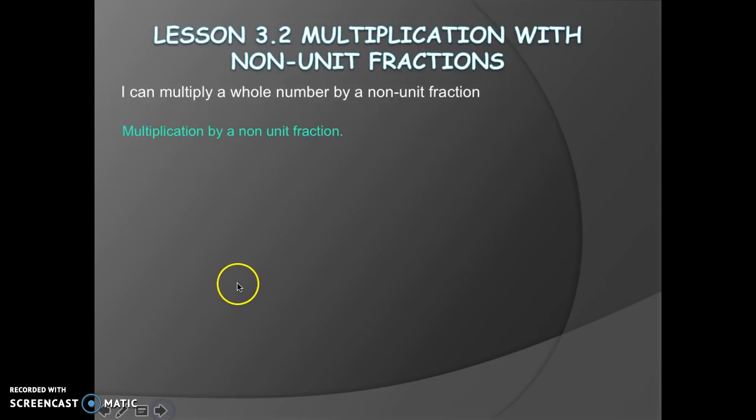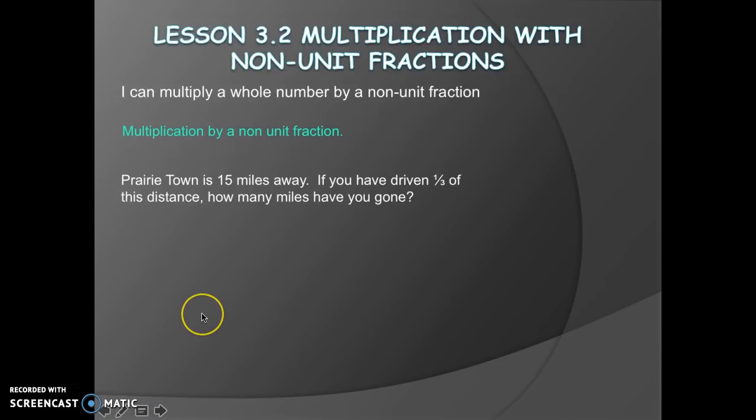Here we go. So first of all, multiplication by a non-unit fraction. We're going to start with a word problem. So Prairie Town is 15 miles away. If you have driven 1/3 of this distance, how many miles have you gone? Well, you might be thinking, hello, Mrs. Kuiper, that is still a unit fraction. Yep, I know. This is a step along the way. So if we take our 15 miles and we consider, what is 1/3 of that? We're going to take 15 divided into thirds, 3 equal parts. So each of those parts would be 5 miles.